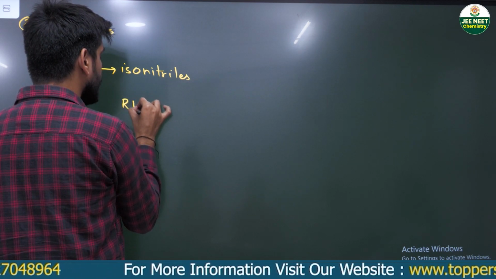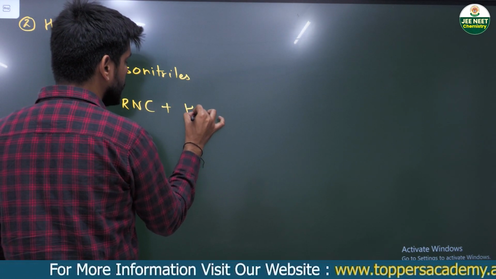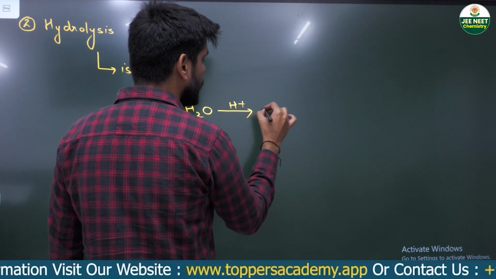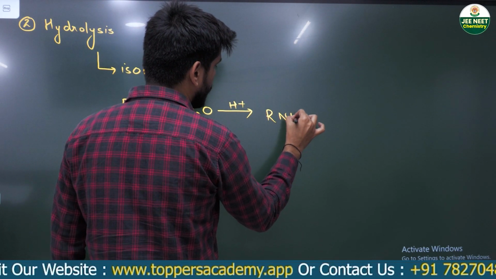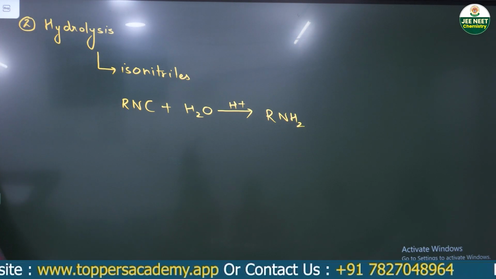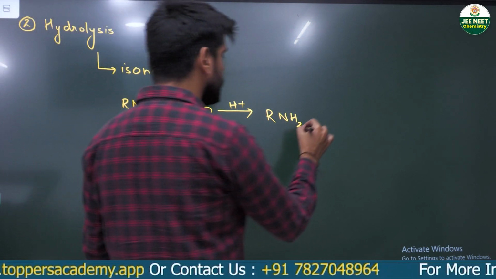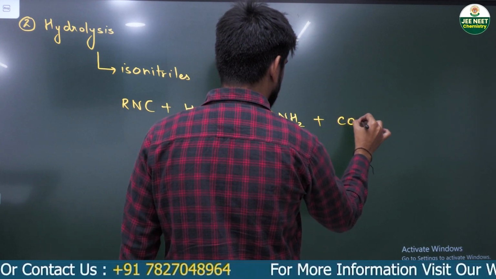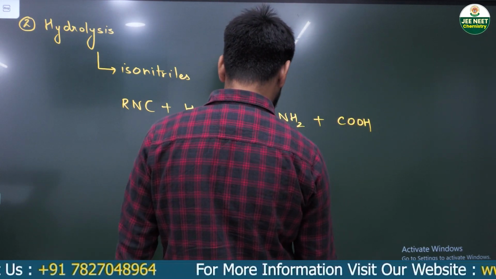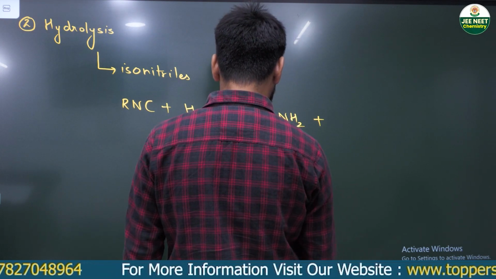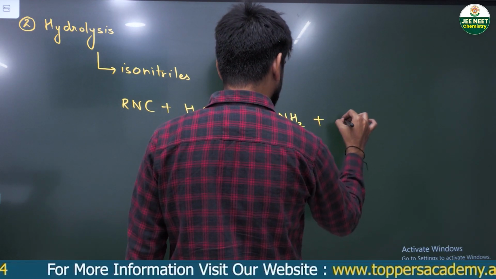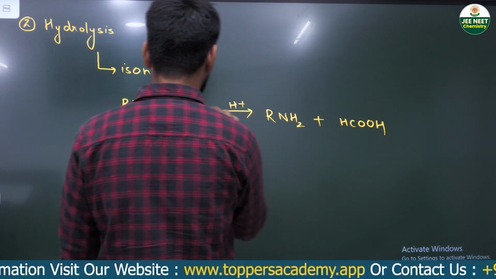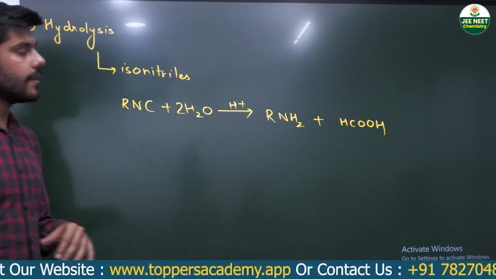Isonitriles, when hydrolyzed in the presence of, let's say, acid, what do you get? You get RNH2, along with formic acid, HCOOH basically. Let me write. Is that clear to everyone?